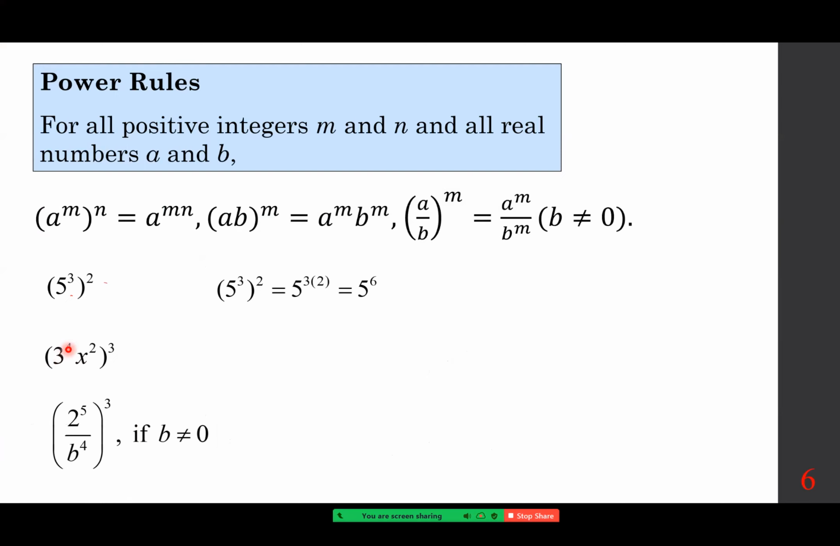This one, 3 to the power of 4 times 3, which is 12, x to the power of 2 times 3, which is 6. And you have to write all those steps, not necessarily, but just to let you know. For this one, 2 to the power of, we multiply these two, 15, and b to the power of, we multiply these two, 12.